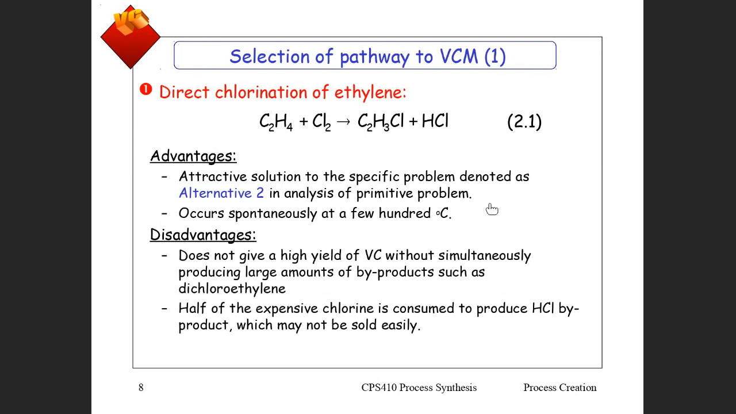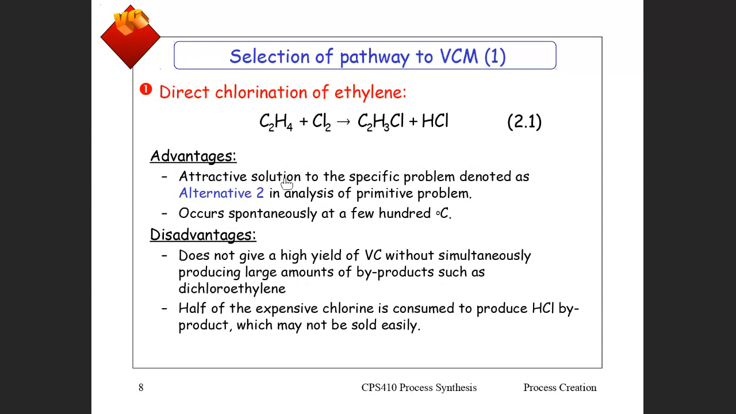So now we look at the different ways, the different reaction paths we can use to get to our vinyl chloride monomer. So there is our vinyl chloride monomer, C2H3Cl. We can do it with direct chlorination of ethylene. Ethylene plus chlorine gas gives vinyl chloride monomer plus hydrochloric acid. It's not hydrochloric acid, that's actually hydrogen chloride because it's not in water.